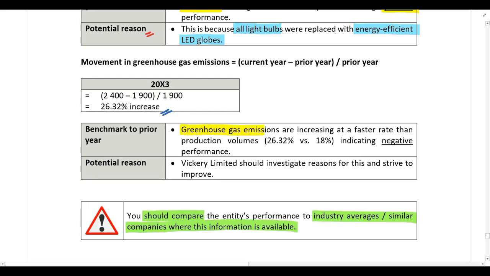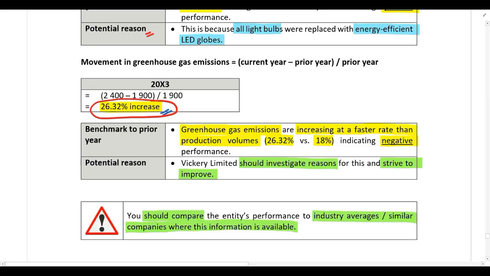So greenhouse gas emissions are increasing at a faster rate than production volumes. Greenhouse gas emissions are increasing at 26.32% and production volumes are only increasing at 18%. So this indicates negative performance. I would expect this to increase in line with the increase in production volumes, but it shouldn't increase by more than the increase in production volumes. Now, we don't have a reason given in the question. However, this is concerning, so they should investigate reasons for this and strive to improve.